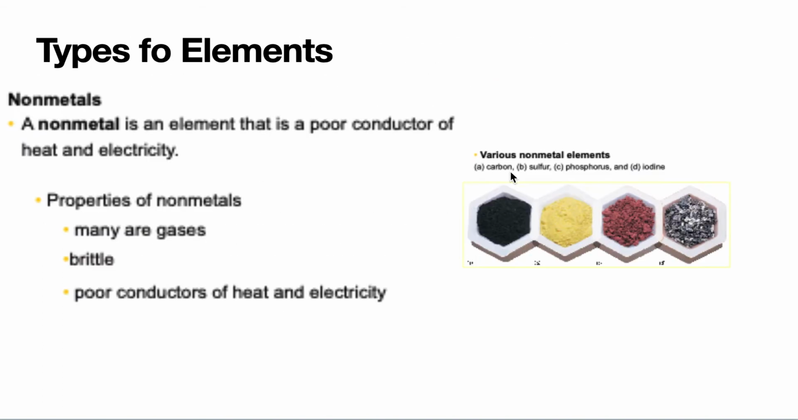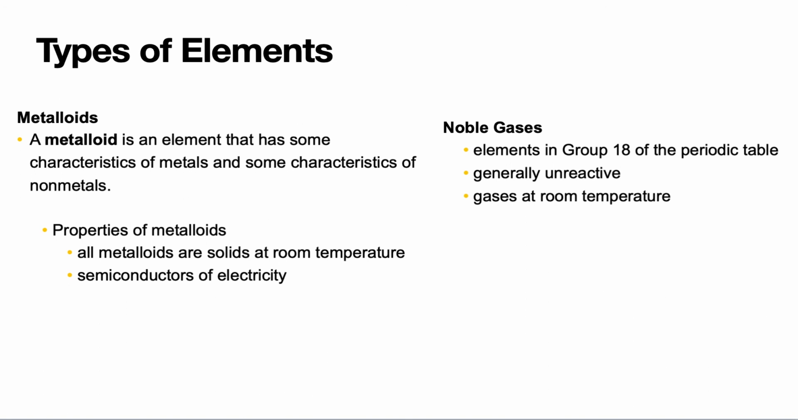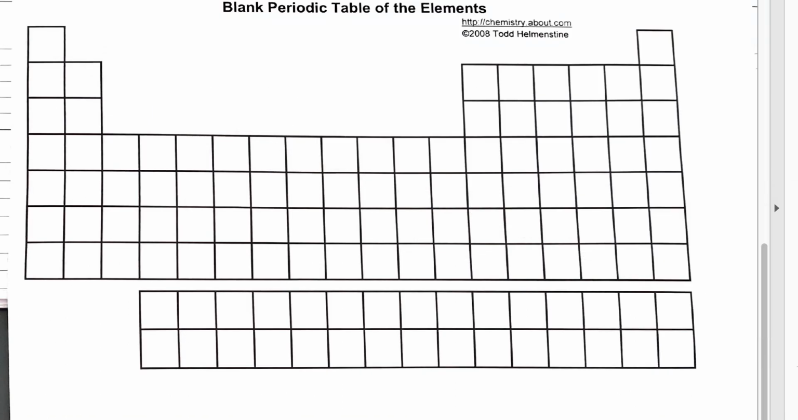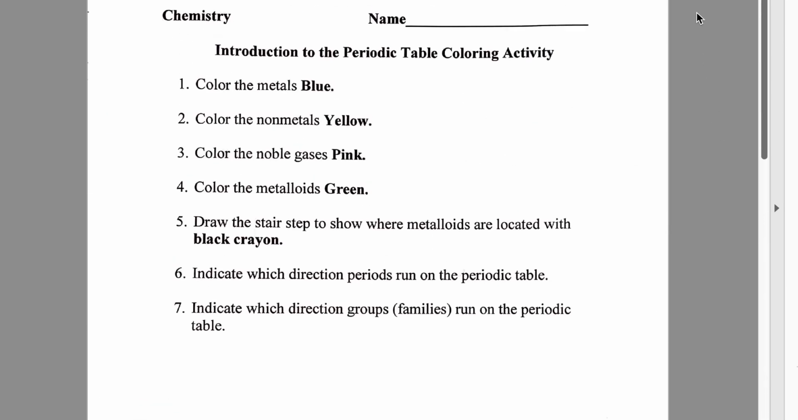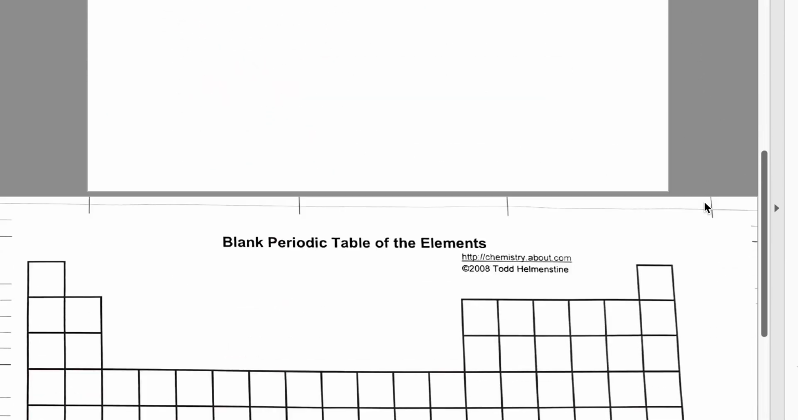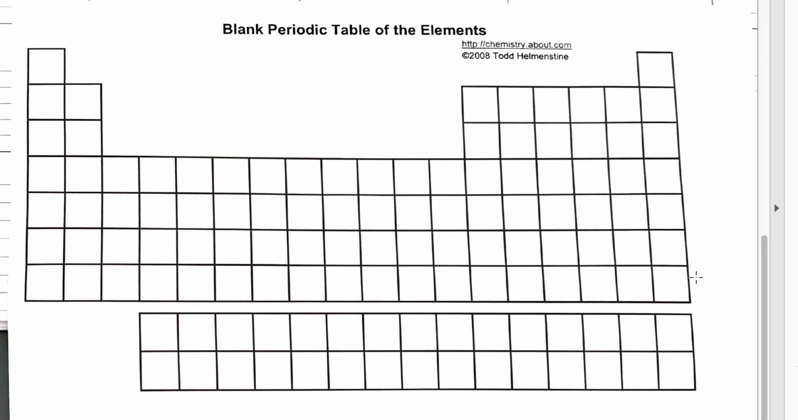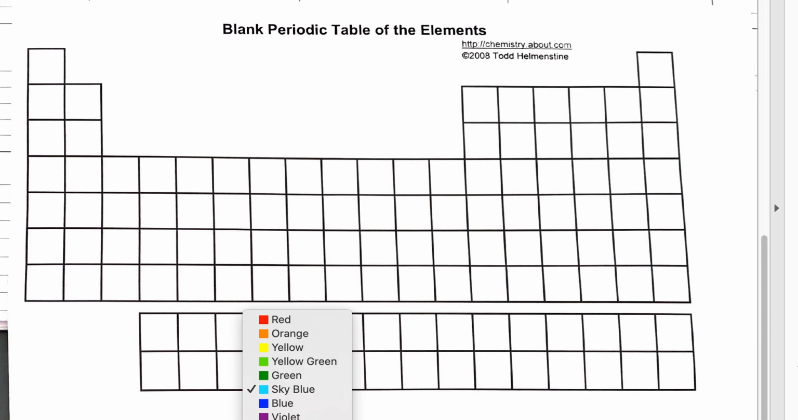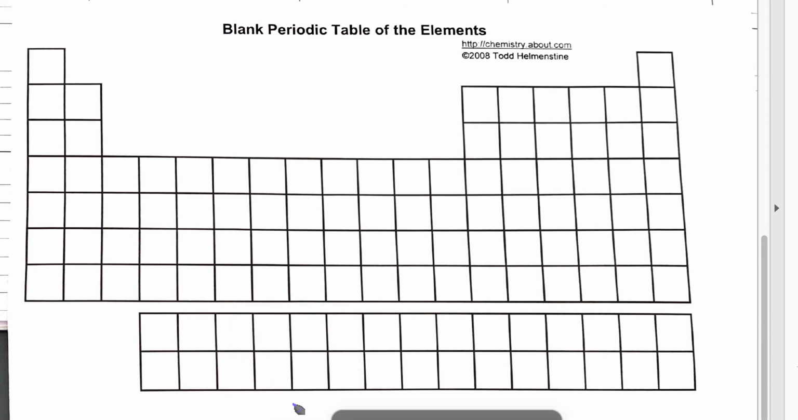So what we're going to do now is we're going to color code our own periodic table. Okay, so there's directions above that I'll show you that you have access to on Blackboard, that you're going to do this at home. So the first direction says we're going to color the metals blue. And I'm obviously not going to color every block here blue, but I'm just going to show the color and where it should be. Okay?